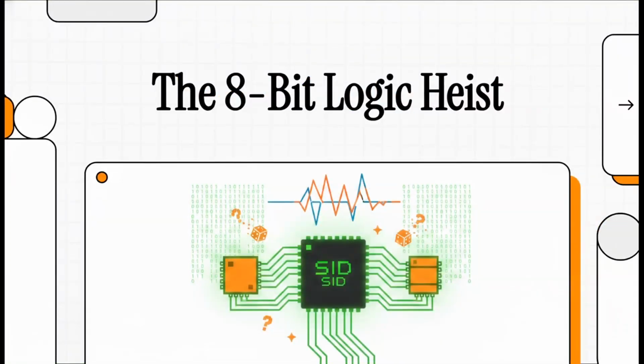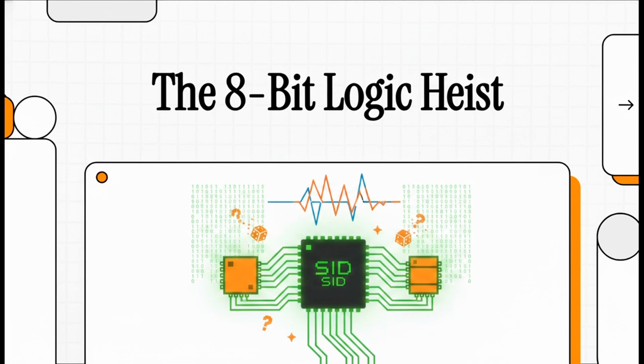Welcome to this explainer. Today, we are unpacking an absolute architectural heist. We're going to see exactly how 1980s developers forced a purely logical machine, the legendary Commodore 64, to think unpredictably. We'll be putting a painfully slow software routine right up against an incredibly fast hardware hack.